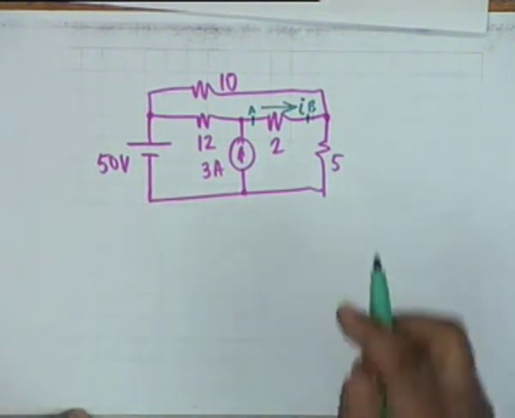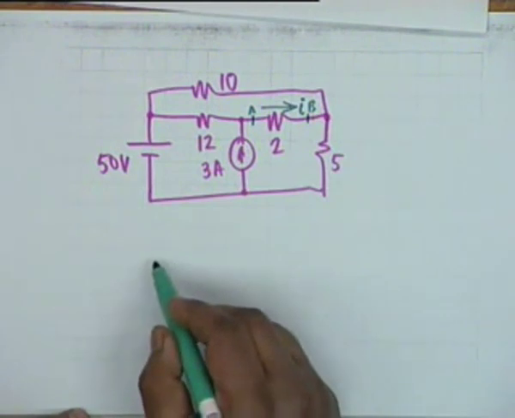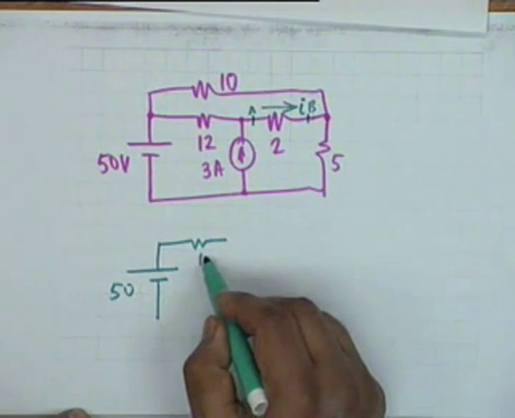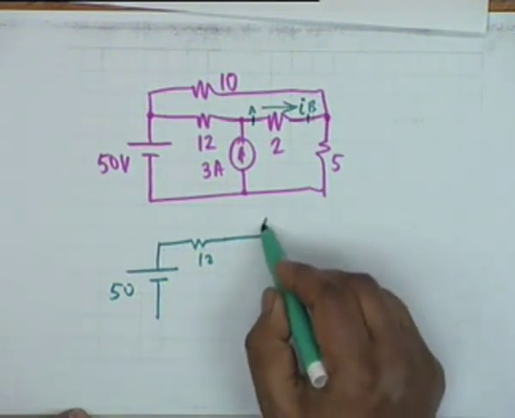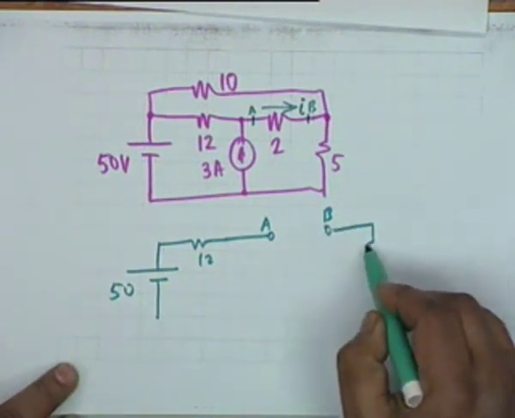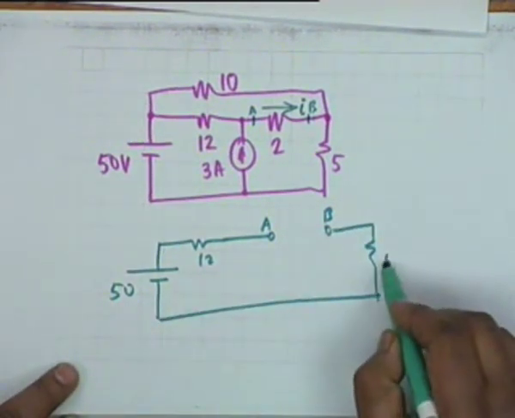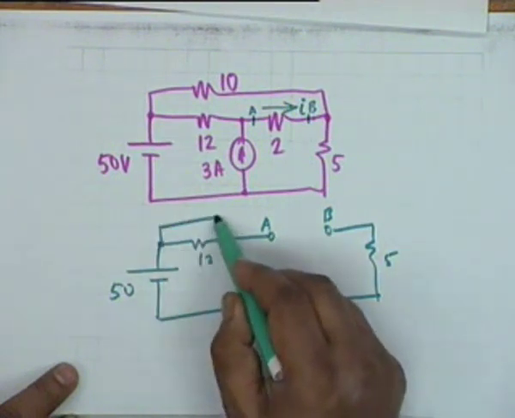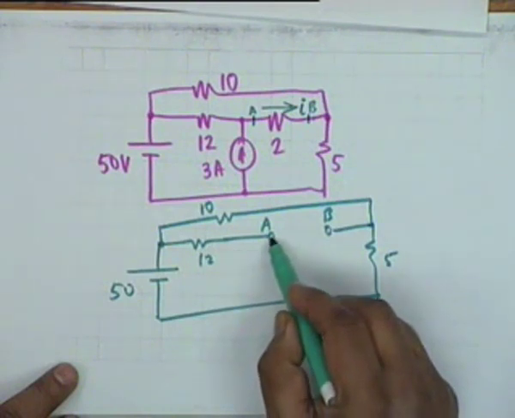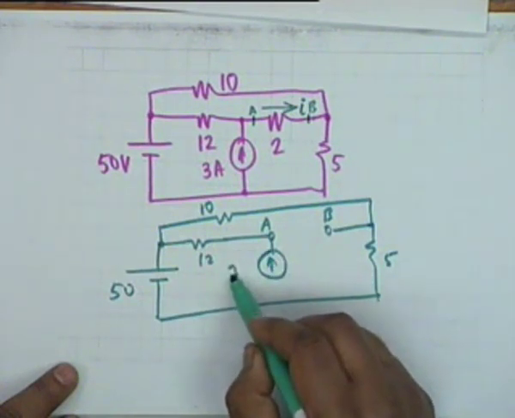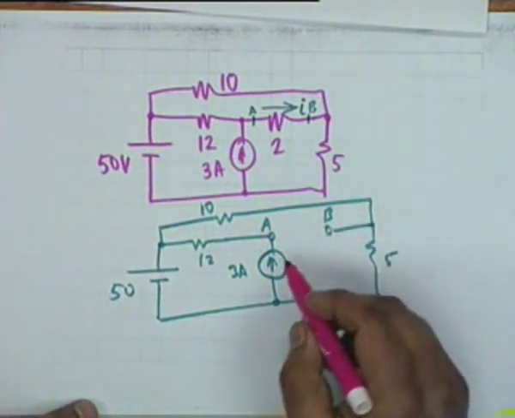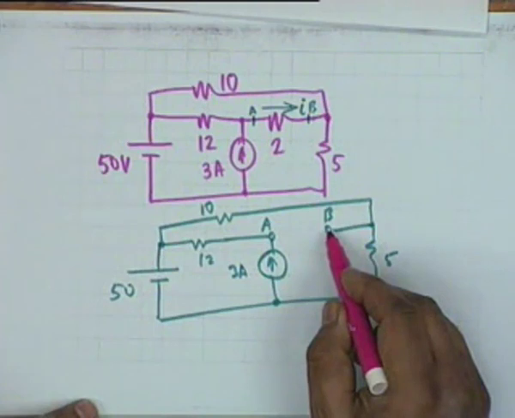To find Vt, we must open this up. In other words, our new circuit to find Vt shall be like this: 50, 12, then A and B, these are opened, then 5 ohm, and you have a 10 ohms here. In addition, you have a current generator 3 ampere here. What is Vt?